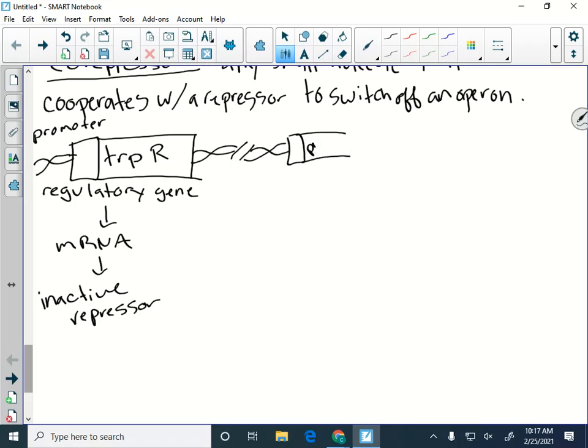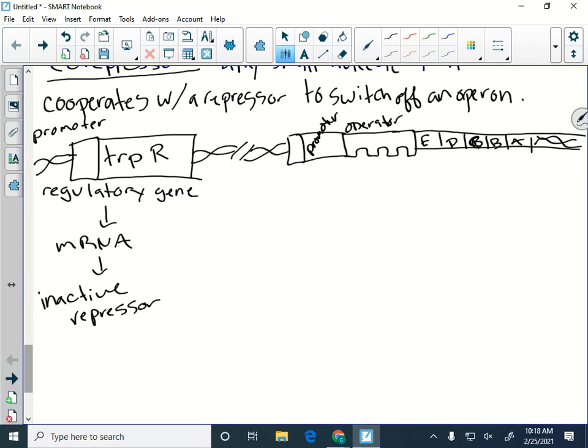We have another promoter. We have our operator. And we have all of our trp genes. Trp E, trp D, trp B. Whoops, no, that's C. C, B, A. Way more DNA. All of this right here is the trp operon.